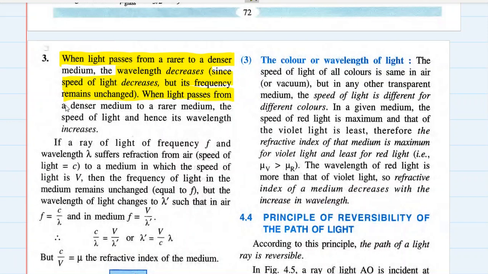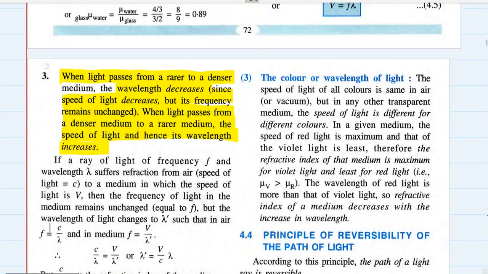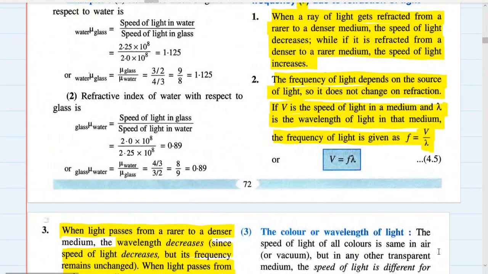When the light passes from denser medium to rarer medium, the speed of light and hence its wavelength increases. So speed of light and wavelength, they behave in the same way. If the speed increases when ray of light passes from denser to rarer medium, wavelength also increases. If the speed decreases when the ray of light passes from rarer to denser medium, wavelength also decreases.